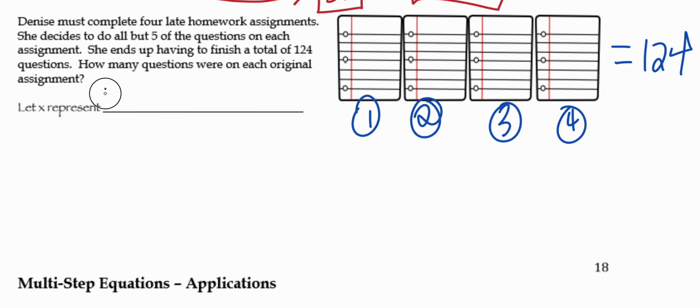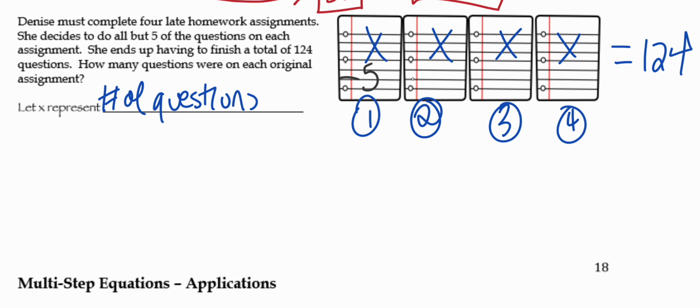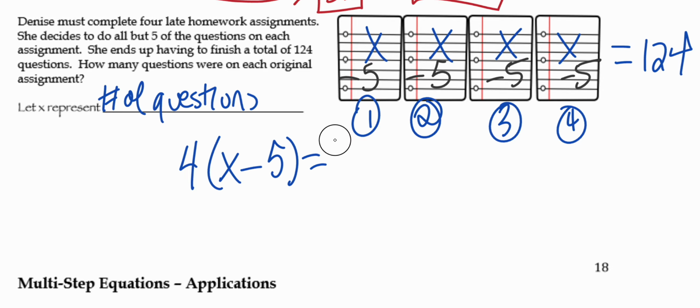So X is going to represent the number of questions that are on each assignment. So in an easy situation, we would just say, well, this is X, and this is X, and this is X, and this is X. There's 4 of them, 4X is 124. But because Denise makes the difficult decision to skip 5 of the questions on each assignment, we can't simply represent our multiplication as 4X. Instead, it's actually 4 times X minus 5.